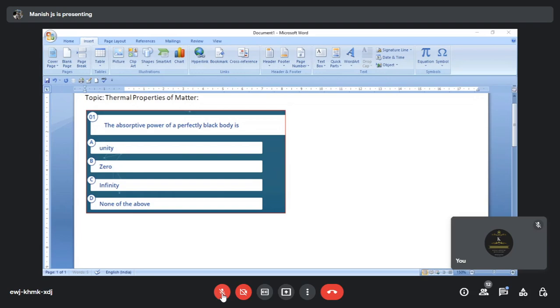Whatever it is going to absorb, it is going to emit also. So obviously it is going to cancel out and you will get it as 1. So therefore it is unity. Good. Next question.